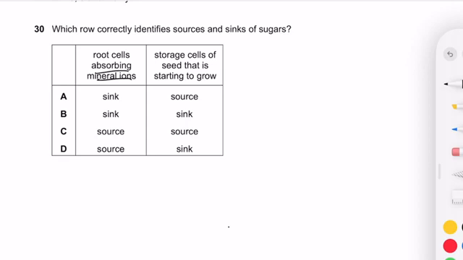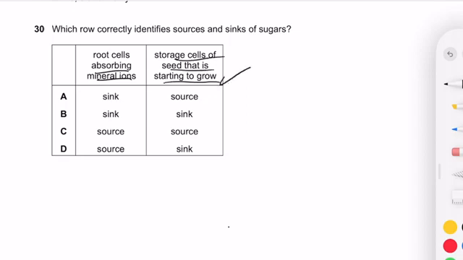The difference in the phloem is that there's a source and sink, and that can change at different times of the year when the plant is growing, right? So the sink is basically what receives the sugars, and the source is what provides them. When root cells are absorbing mineral ions, it doesn't mean that they are supplying sugars, does it? The only time something under the soil is going to be the source is when there's an endosperm or a starch store, like in the storage cells of a seed that is starting to grow.